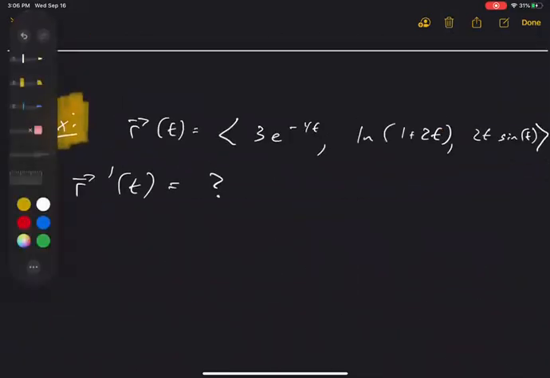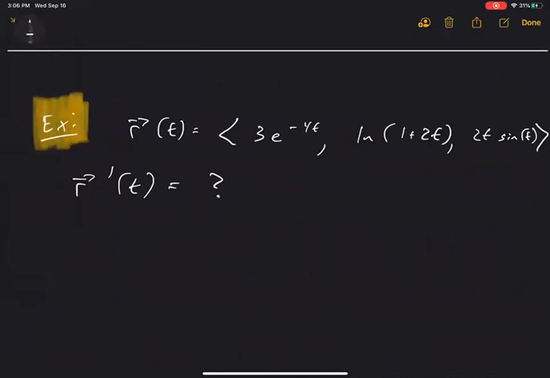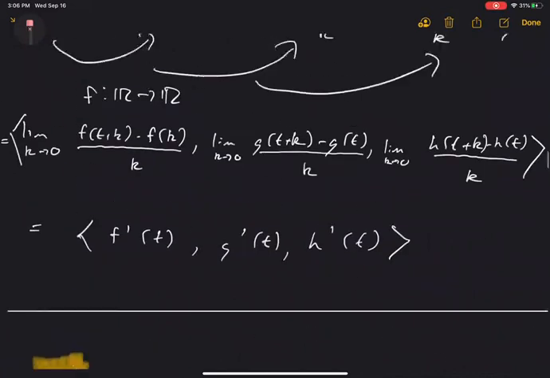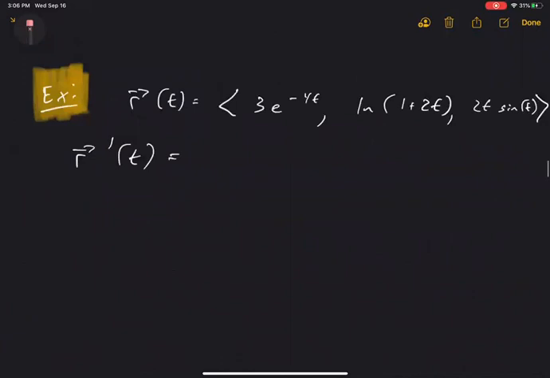So let's say this is my vector valued function r of t. Let's calculate r prime of t by just taking the derivative inside the vector. And if you'd like to, pause and do it on your own. I will now work it out.